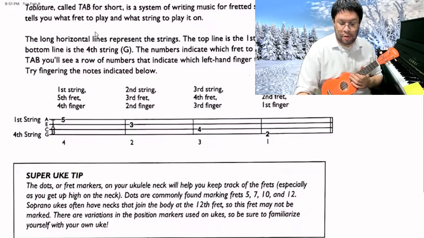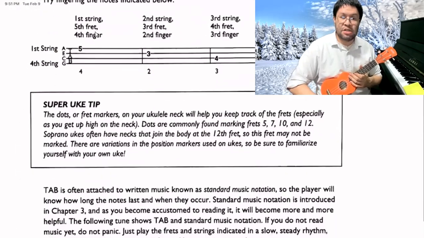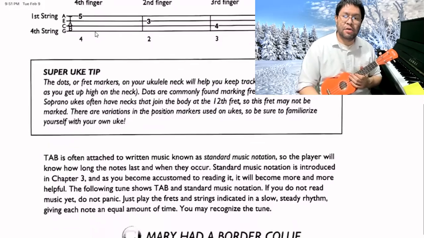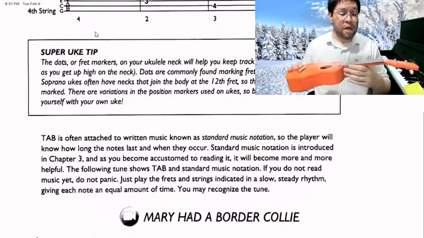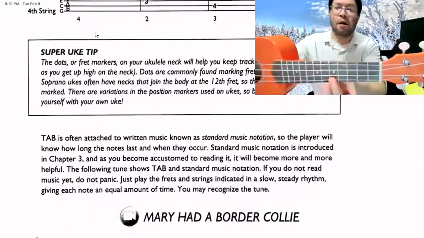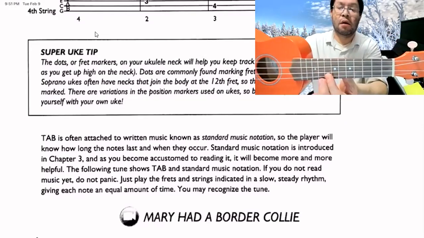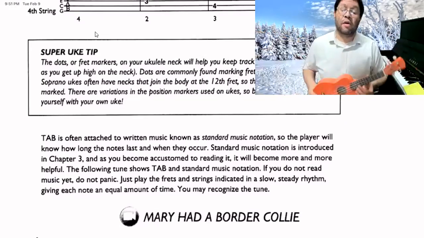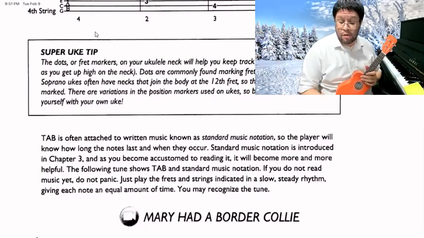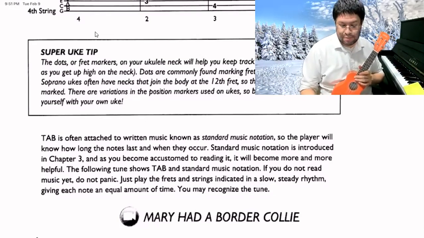We have a super uke tip. It says here the dots of our uke correspond to the numbers of frets. We have dots on 5, 7, 10. We also have those on 12 and 15 for the tenors or other larger ukes.